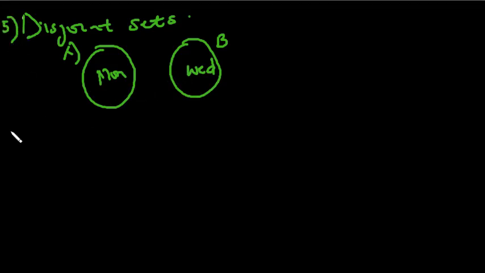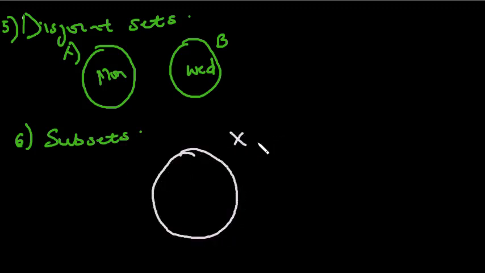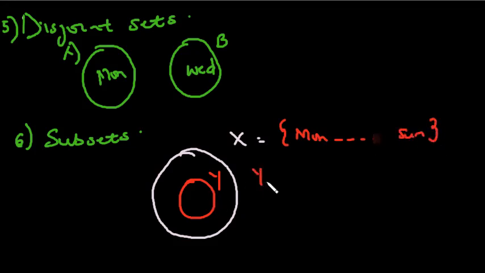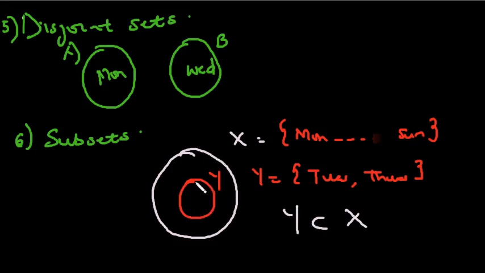So we can also have subsets, and we will show that in the Venn diagram. Now, supposing we have sets, this time around, let's have a set X containing days of the week, and another set Y containing days of the week that start with T. X contains days of the week from Monday till Sunday, and Y contains days of the week that start with T, and that's just Tuesday and Thursday. These two elements can be found in X. So we can say that Y is a subset of X. That's how to show it, because all of Y can be found in X.